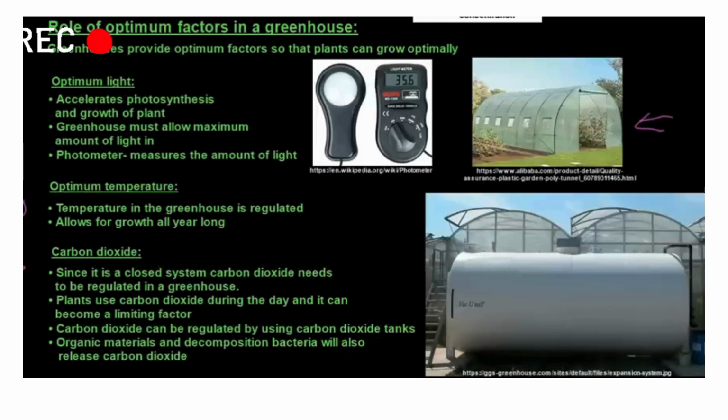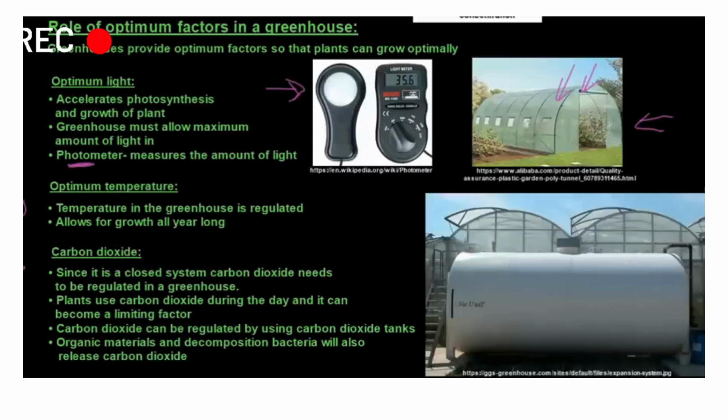Looking at light intensity, it accelerates photosynthesis and the growth of the plant. Greenhouses must allow the maximum amount of light in, so you'll see that they are transparent so that light can come into them, because without light we don't have that energy to combine the water and the carbon dioxide. Very serious people will have something called a photometer, and that just measures the amount of light coming in, and this is what it looks like, in case you were wondering. If you are interested in movies or photography, these types of devices are also used to measure the amount of light so that settings can be made to the camera.